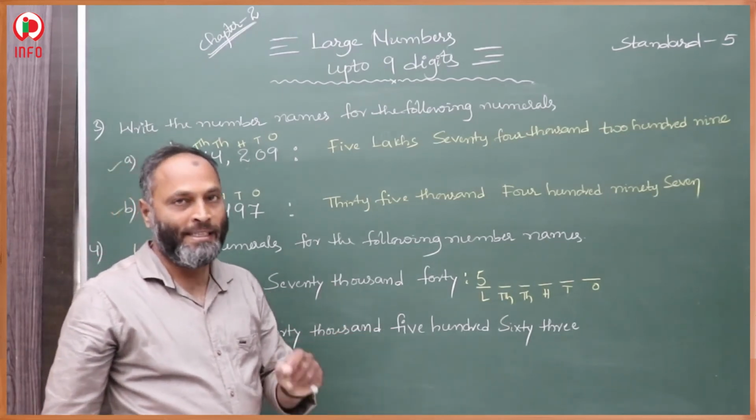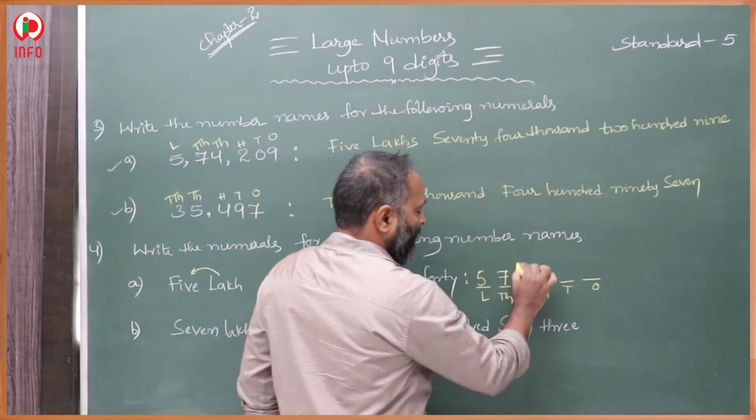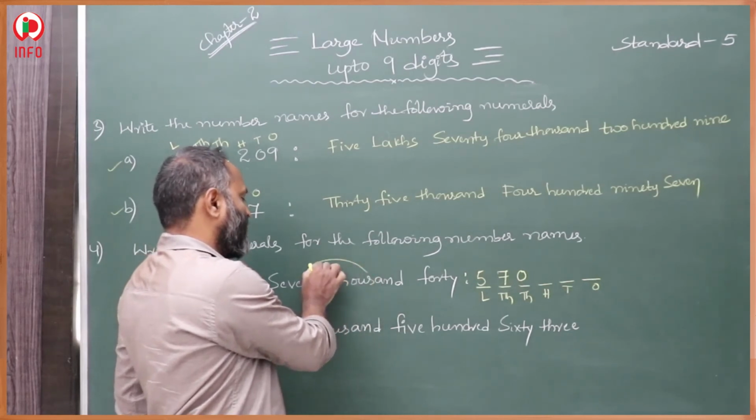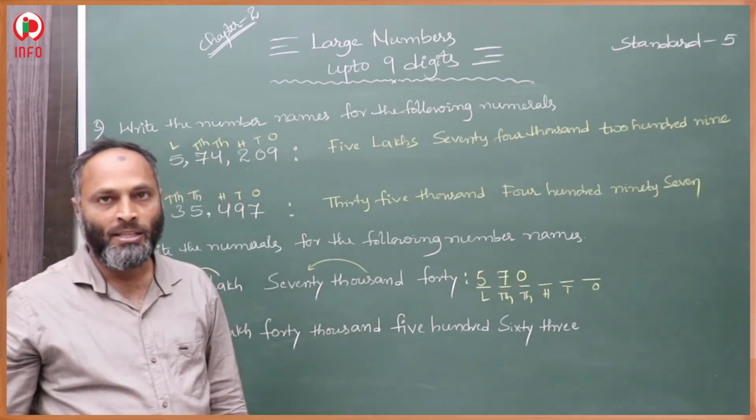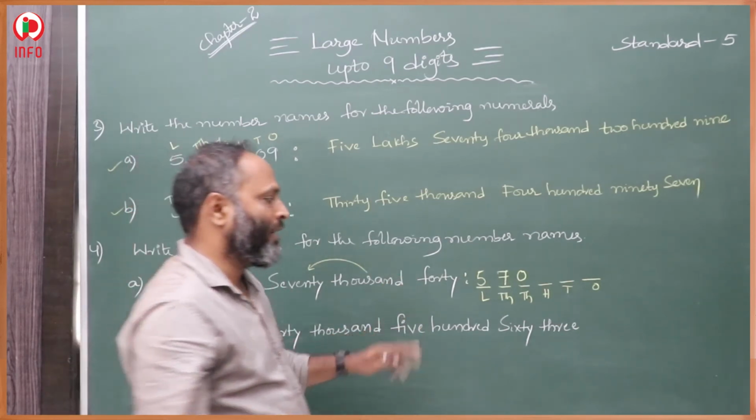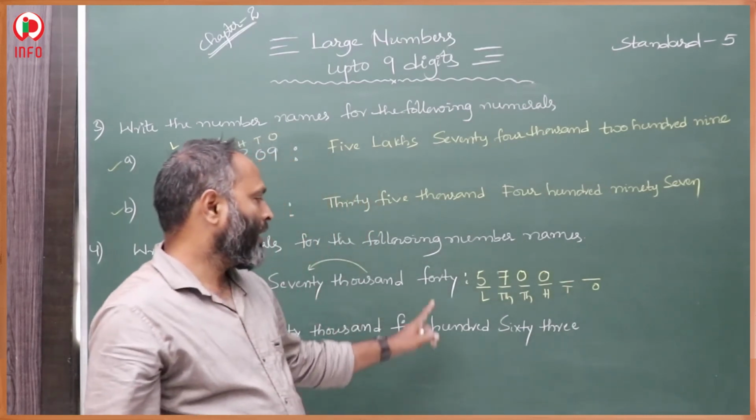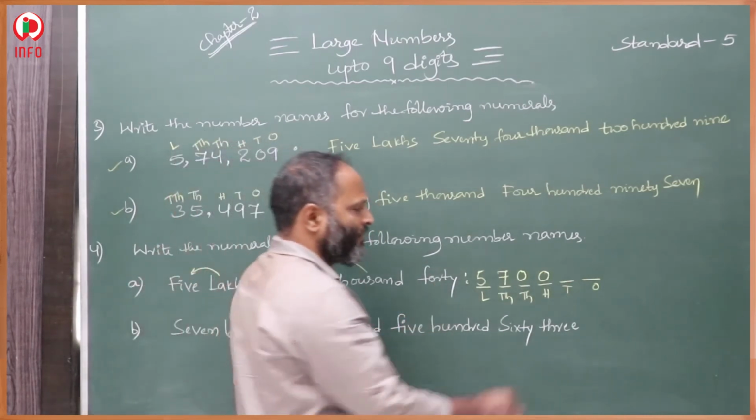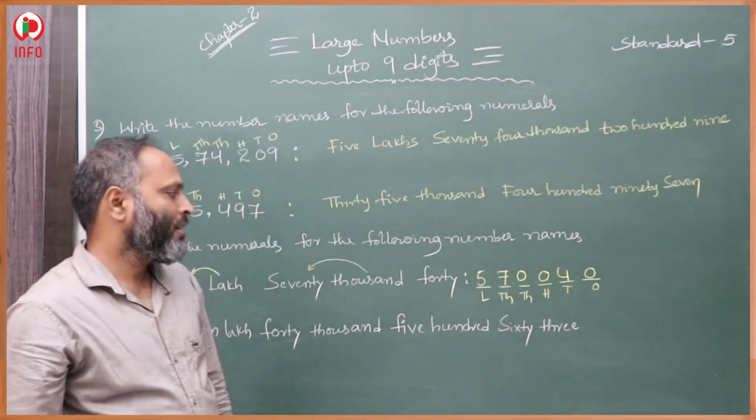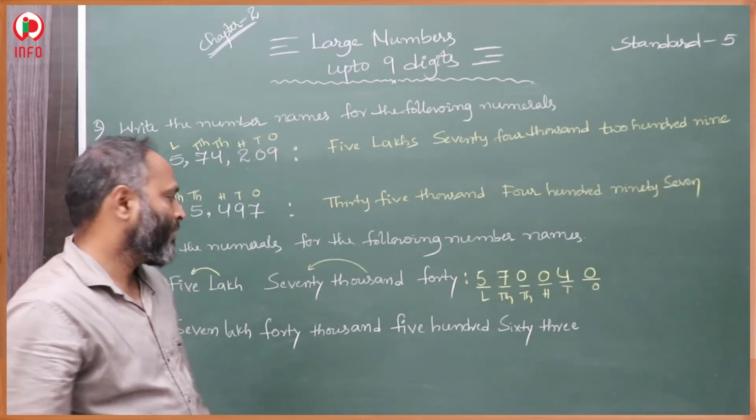Then 70,000. 70 means 70 in the thousands period. Then there is no 100, so in the place of 100, 0 will come. Then 40 means 40 here. So this is 5,70,040.